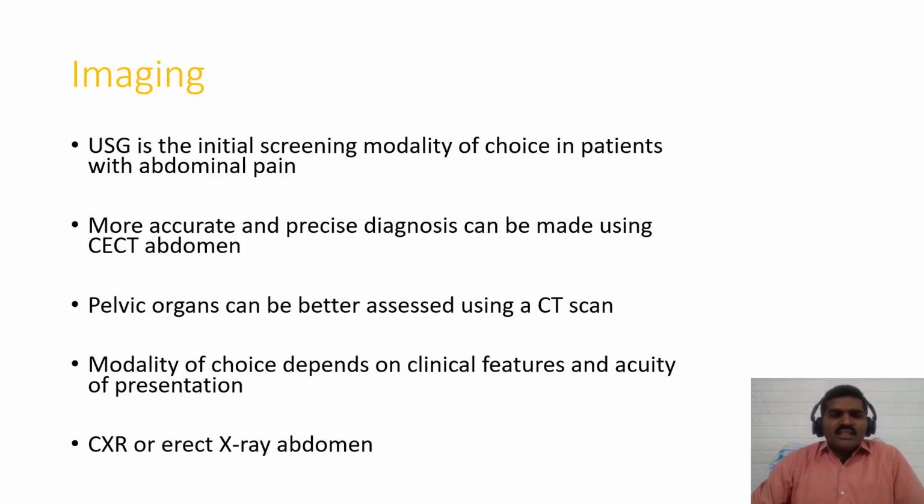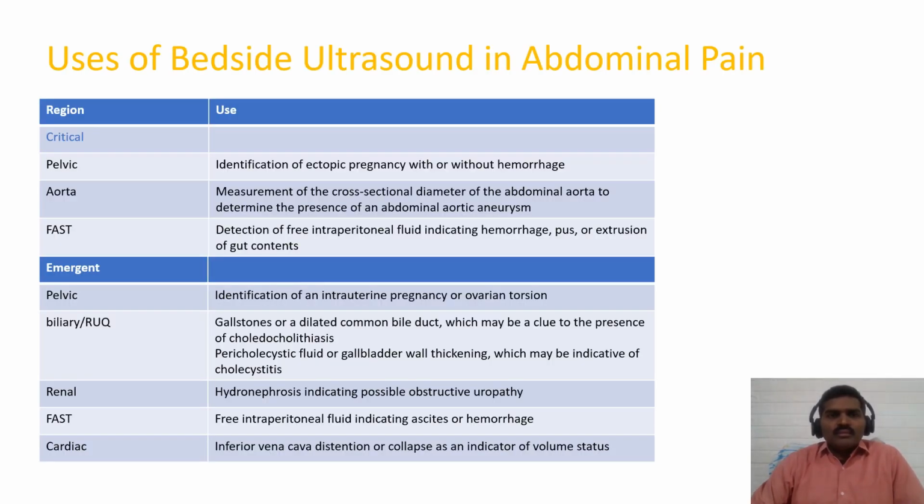So let us look at the uses of abdominal ultrasound in a patient with abdominal pain. There are some critical diagnoses and some emergent diagnoses. Critical diagnoses, especially in the pelvis: USG helps in identification of ectopic pregnancy and the presence or absence of any intrapelvic hemorrhage. You can measure the cross-sectional diameter of the abdominal aorta to determine the presence of an abdominal aortic aneurysm. You can do a FAST scan for detection of free fluid and intraperitoneal fluid indicating hemorrhage, pus, or extrusion of the gastric contents. For emergency purposes, in the pelvic examination, you can identify any intrauterine pregnancy or any ovarian torsion.